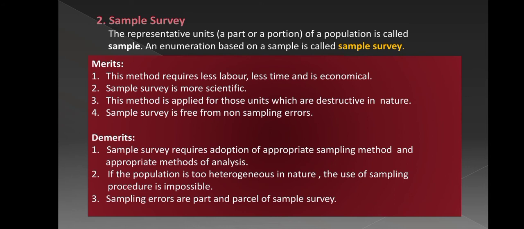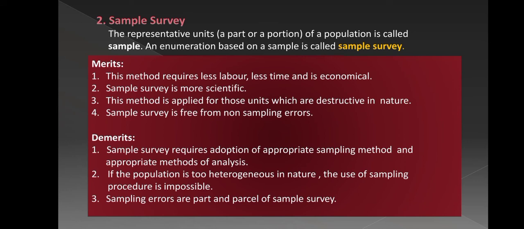So here we can see some merits and demerits. The first one is that this method requires less labor, less time, and is economical. Why does this method require less time? Because in a sample we have only a few units, only a few items. So for collecting the information of the sample we need less time compared to the population, and even less labor because there are only a few units in the sample, and it is very cheap, very economical.